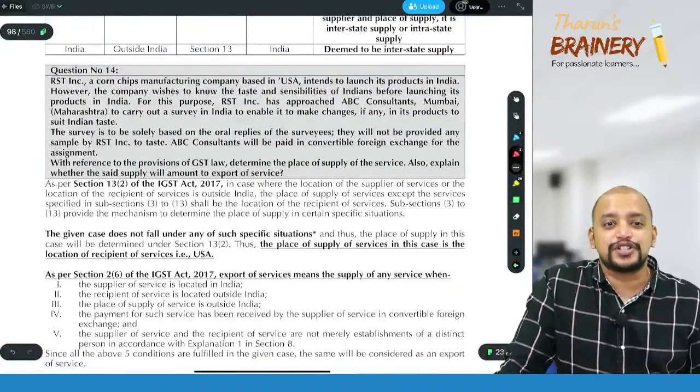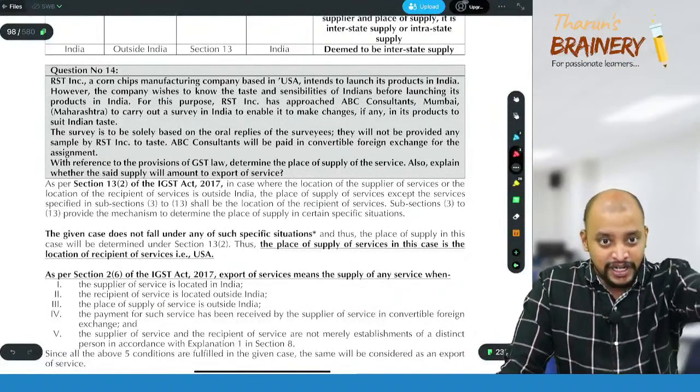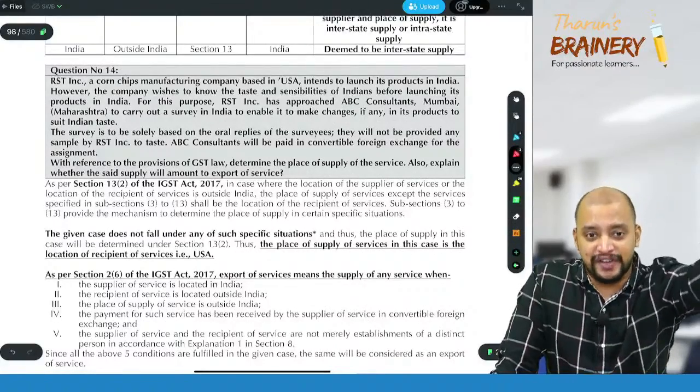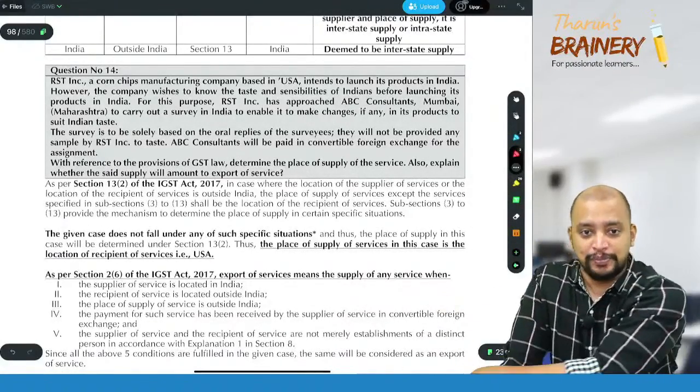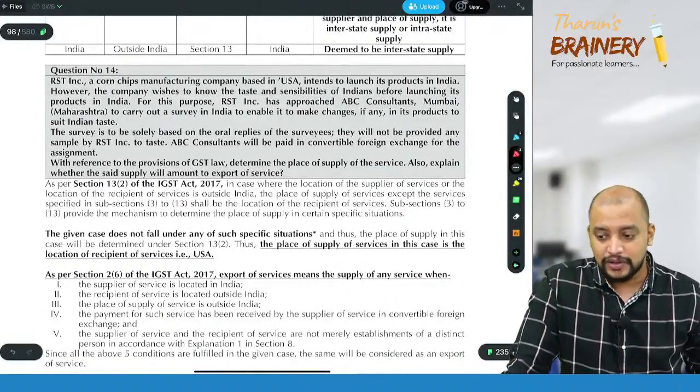Then, can we take them as intermediary services? No, this is an outsourced work. They are not facilitating or arranging a transaction. One work which that corn chips manufacturing company has to do, they outsource it to these people. So that will not come under intermediary service.